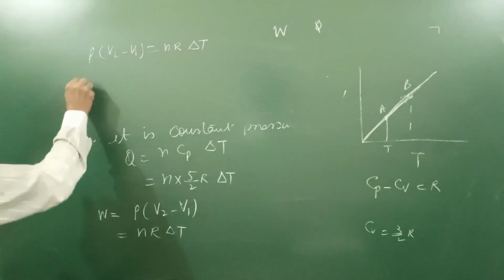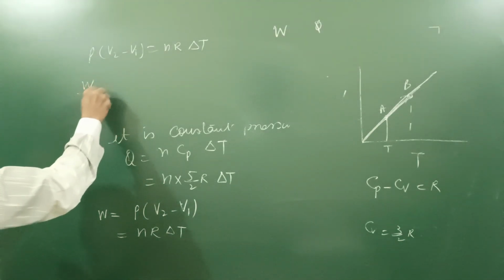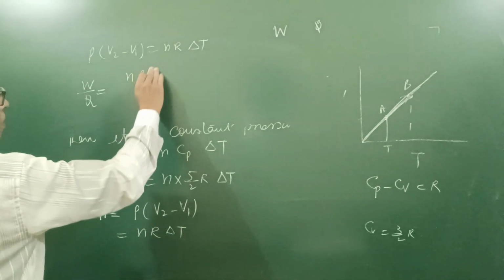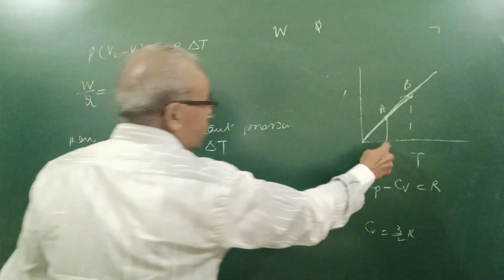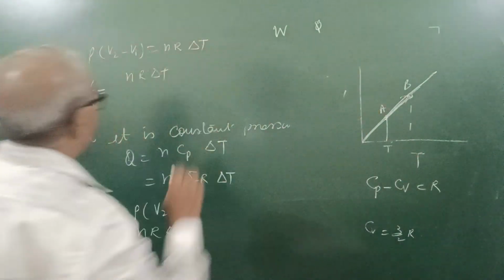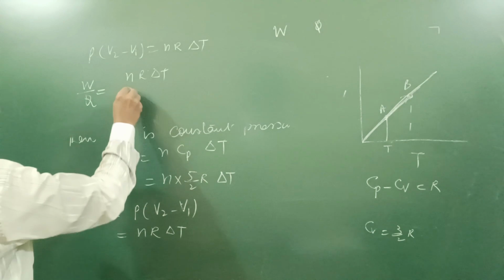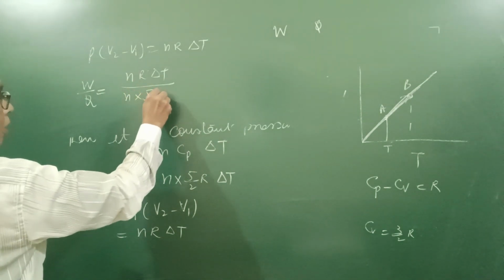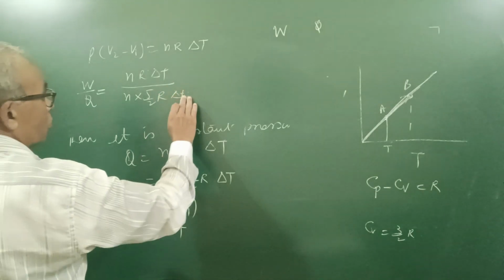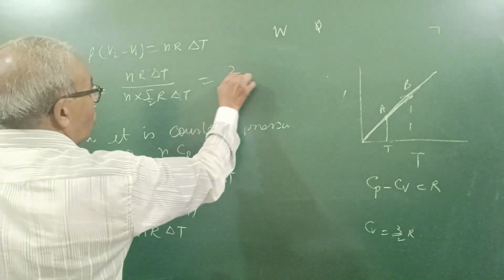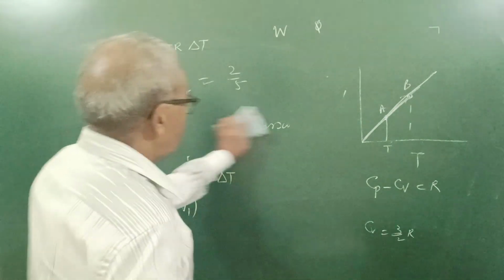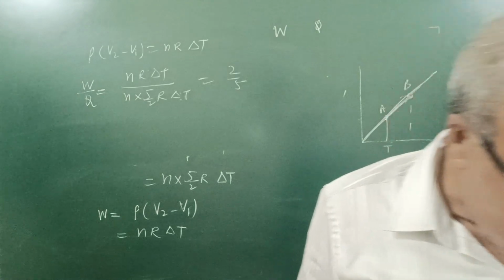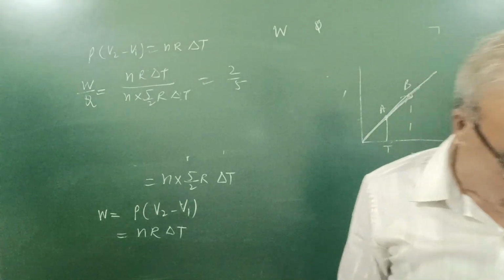So W upon Q. W is N R delta T, where delta T means T2 minus T1. In both cases, the temperature change is the same. Upon N into 5 by 2 R delta T. So this comes out to be 2 by 5. Here the options are 2 by 5, 2 by 7, 1 by 3, 2 by 3.